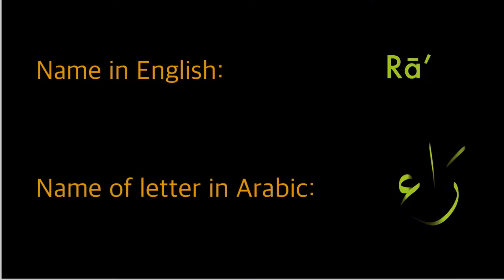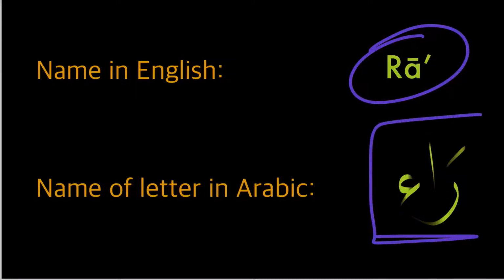Here we see how the letter Ra is written in English. This is one way to write it in English for easy memorization. You could write it in another format if that suits you more. Here we see how the letter is written in Arabic in its full name. Ra, give it a shot. Ra.